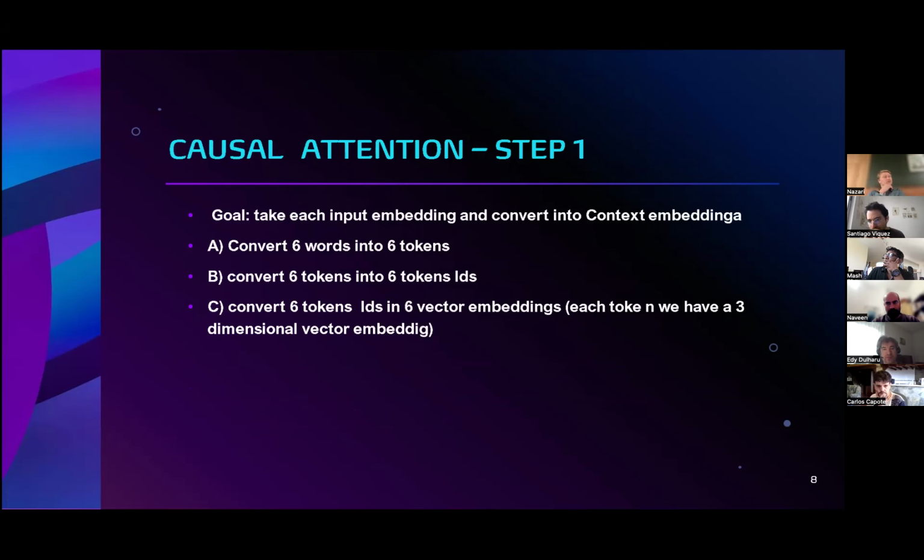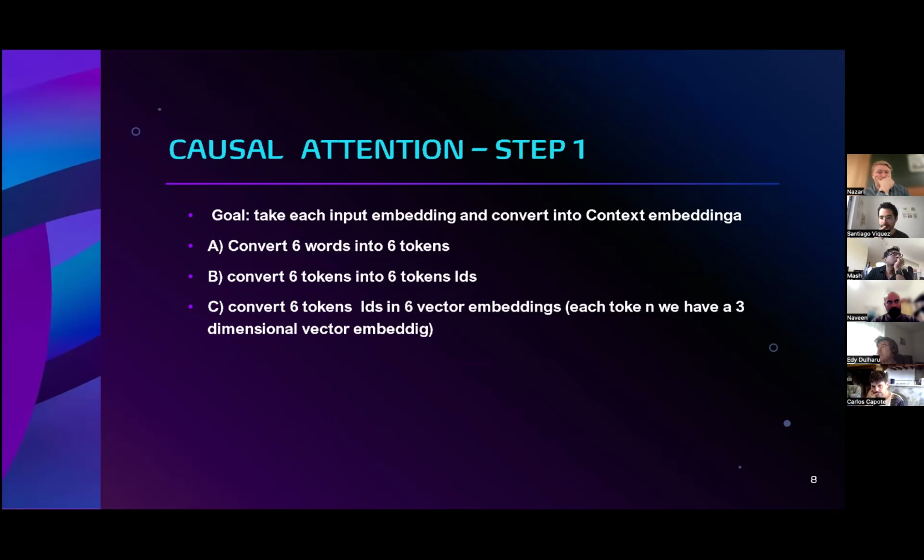So the first step is we take the input sentence, which is your journey starts with one step. We have here 6 words. We convert them into 6 tokens, and each token then is converted into a vector embedding. In our case, it's a 3-dimensional vector embedding.